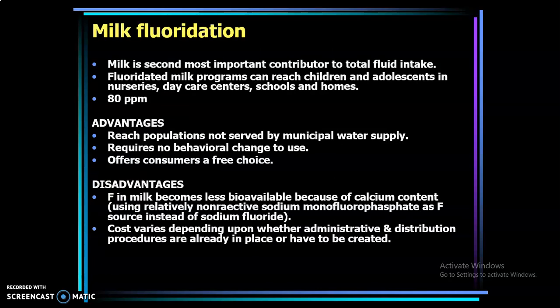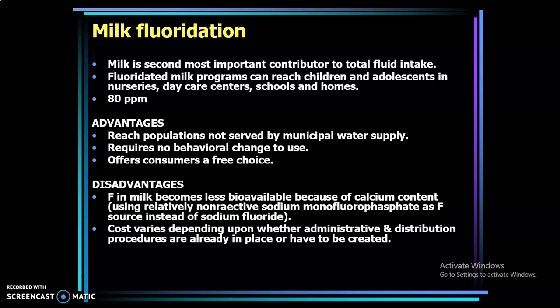The third is called milk fluoridation, where you are fluoridating the milk. The usual concentration recommended is 80 parts per million, and the target population here is children again, because that is the population which consumes the maximum amount of milk. But the problem with milk fluoridation is that it becomes costly compared to salt and water. It is very much costly, not affordable by everybody. So that is the major disadvantage.